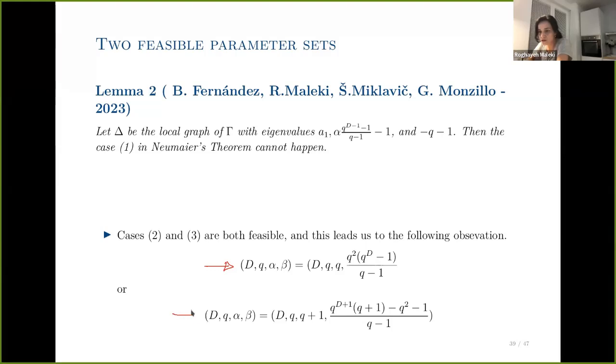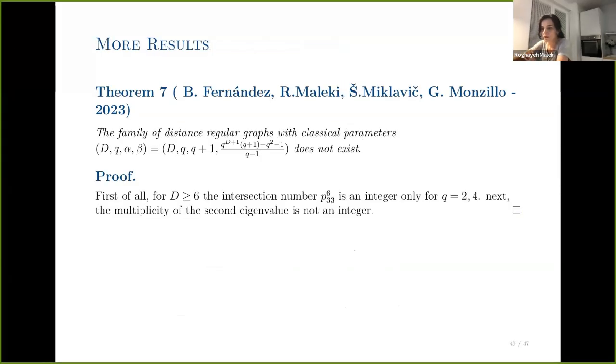these 2 cases, in fact, led us to these 2 infinite families of distance regular graphs with classical parameters, which might support uniform structure. We will see later that they in fact do not support the uniform structure. So we have these possibilities. And for the first family, this is our alpha, Q plus 1. We show that the family of distance regular graphs with classical parameters, in the beginning, first slide, I assume that it supports the uniform structure.